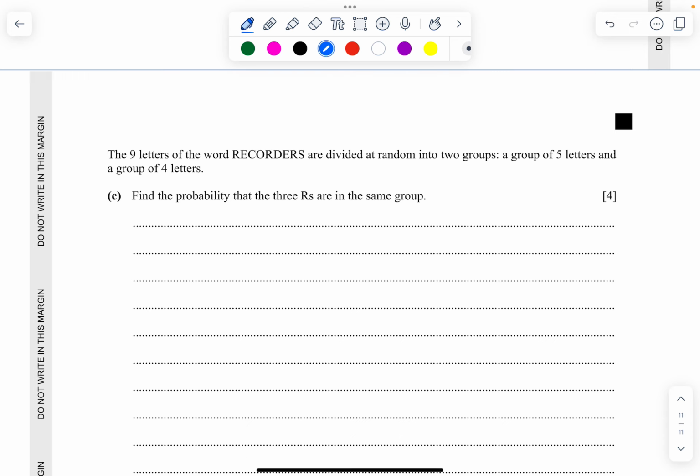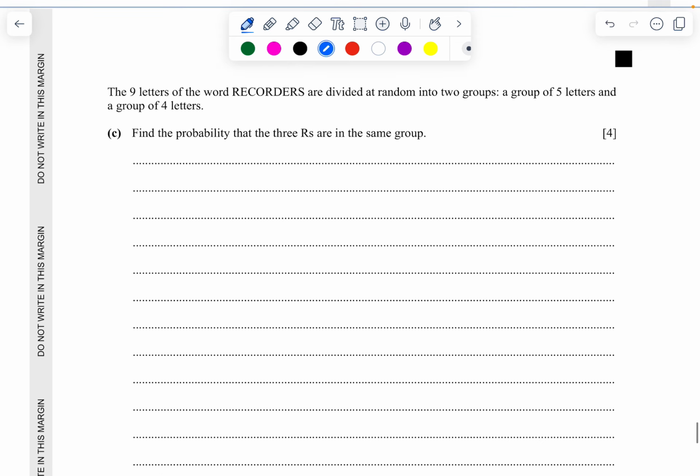Now question number 7C. The 9 letters of the word recorders are divided at random into 2 groups, a group of 5 letters and a group of 4 letters. Find the probability that all the 3 R's are in the same group. If the 3 R's are in the same group, then the remaining 2 E's can be there so that it becomes 5. Or else 3 R's and 1 E can be there, or 3 R's and 0 E's can be there in one group.